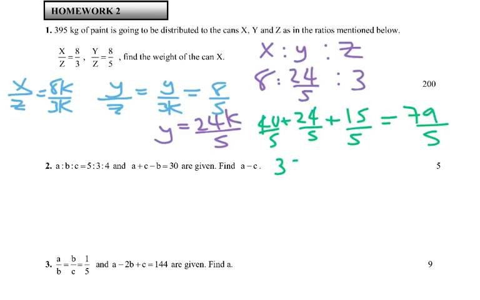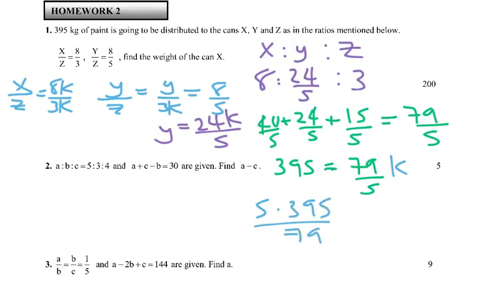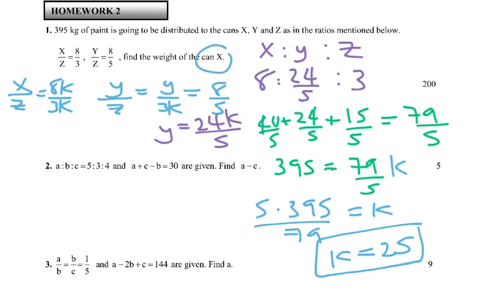So that means that 395 kilograms of paint is divided into 79 over 5 parts, or 79 over 5k. And then if you want to find the value of each one of these parts, 5 times 395 all over 79 equals k, and that turns out to be k equals 25. It then says find the weight of can X. So if k is 25 and x is 8k, then we're going to have 200.